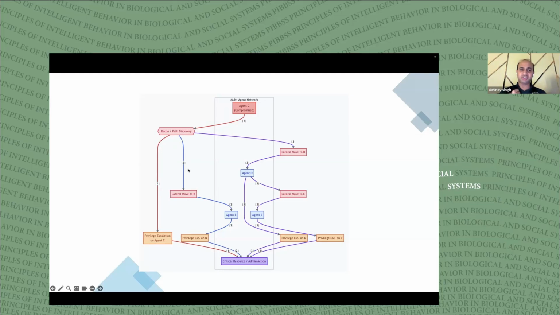We begin with a compromised agent. We then perform a lateral movement to agent B. Agent B has, let's say, some higher privilege tool calls. We then use that tool call to perform our privilege escalation.